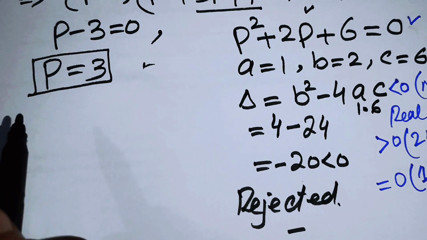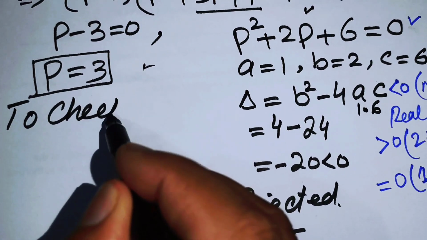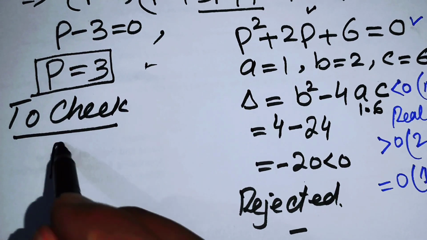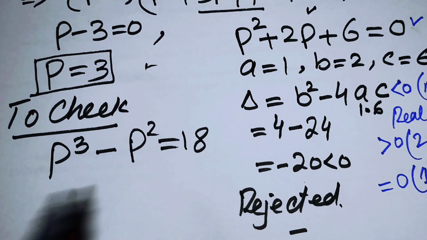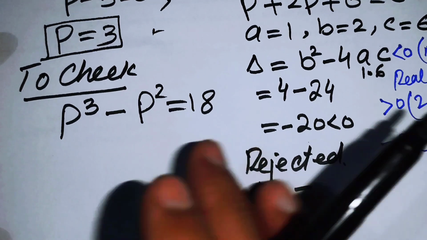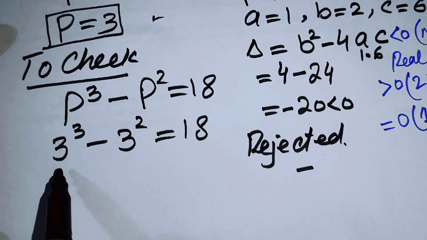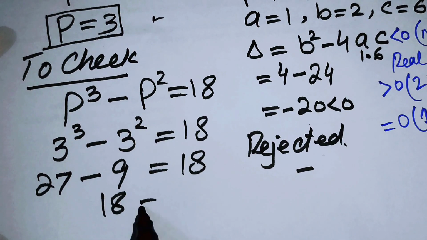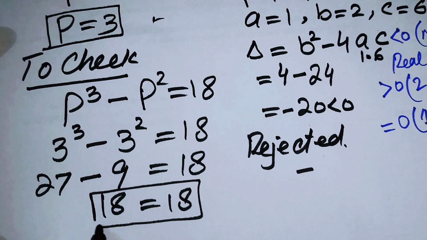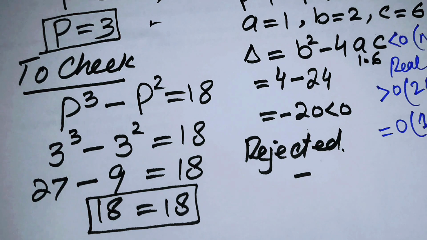Now in order to check whether this satisfies the given equation or not, we just put p is equal to 3 in the given question. The statement of the given question is this, and we will put here p is equal to 3, and it becomes 3 cube minus 3 square is equal to 18, and 3 cube is 27 minus 9 is equal to 18, and it becomes 18 is equal to 18. So this shows that p is equal to 3 satisfies the given equation, and p is equal to 3 is the only solution of the given algebraic equation.